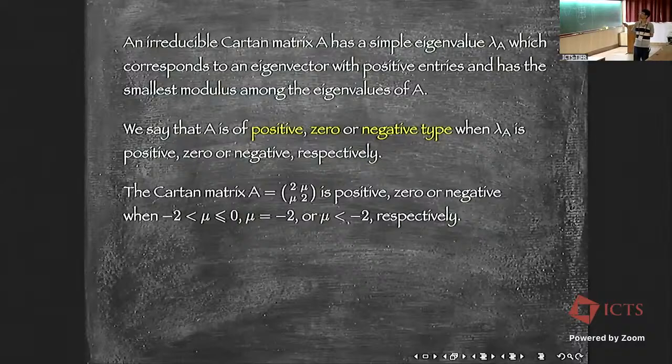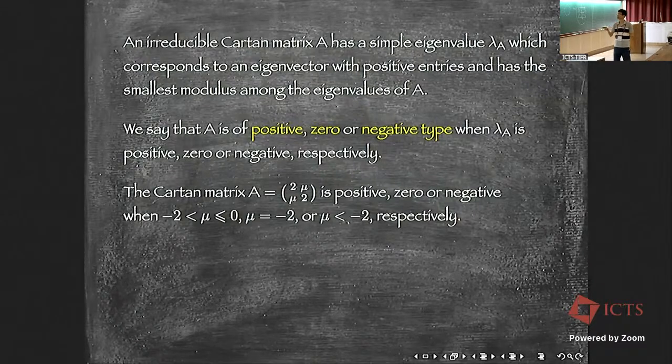Then for the irreducible Cartan matrix, there is a simple eigenvalue which corresponds to the eigenvector with positive entries, by the Perron-Frobenius theorem. And when this eigenvalue is positive, I call this matrix positive type, zero then zero type, and negative then negative type.